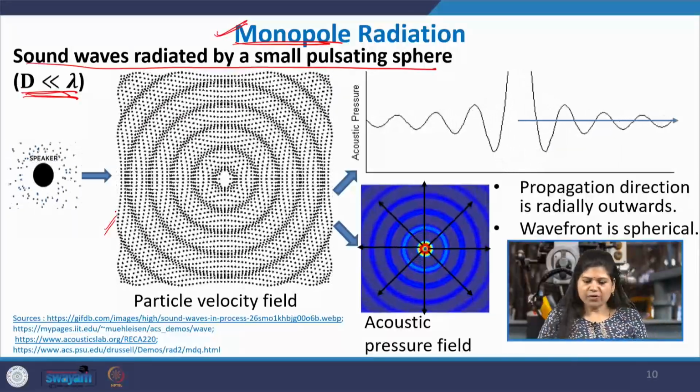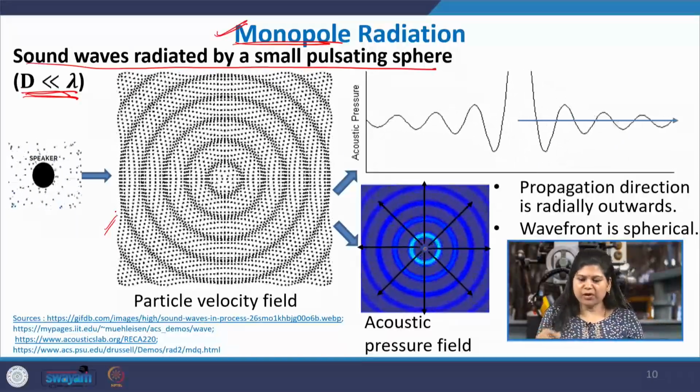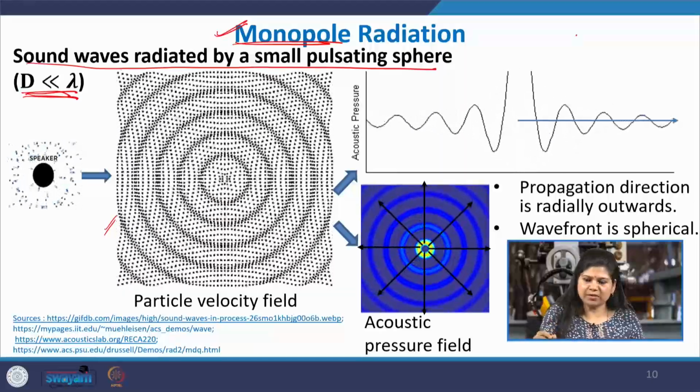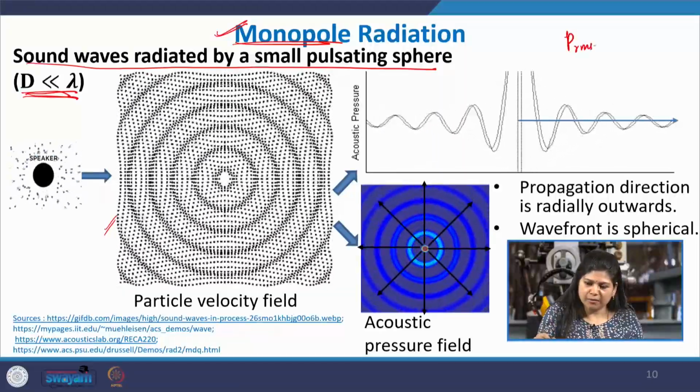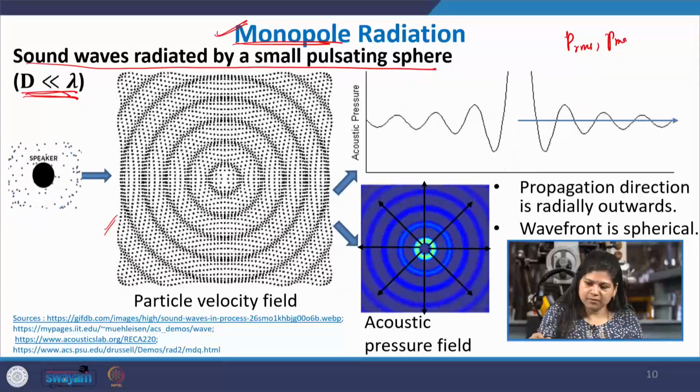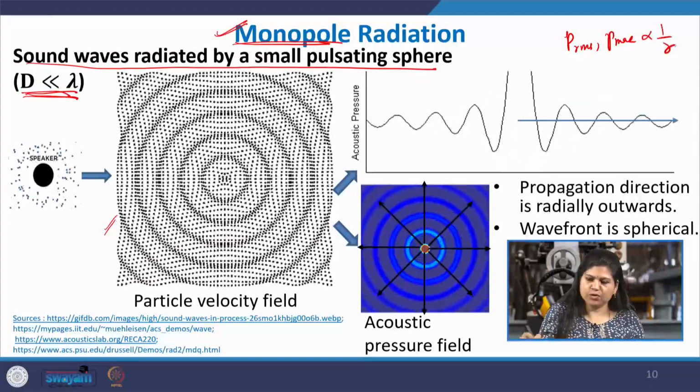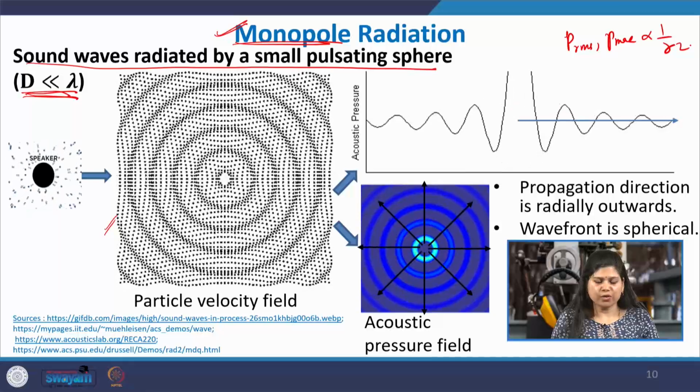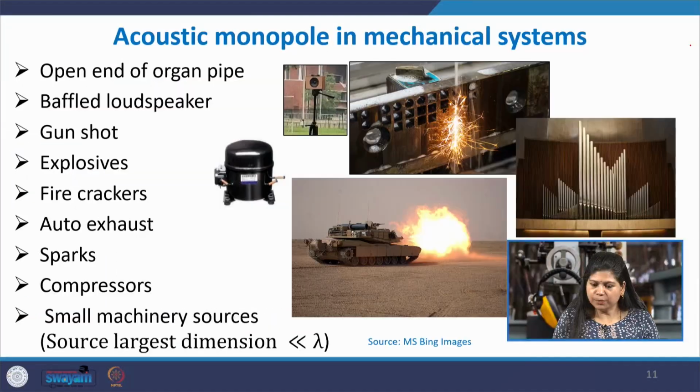Okay, and we have already studied the spherical wavefront and how it attenuates over space. We know that the P RMS and the P max are inversely proportional to the distance. So, it is the inverse square law that they follow, and some of the sources which we have already discussed for the spherical waves, they all behave like an acoustic monopole.